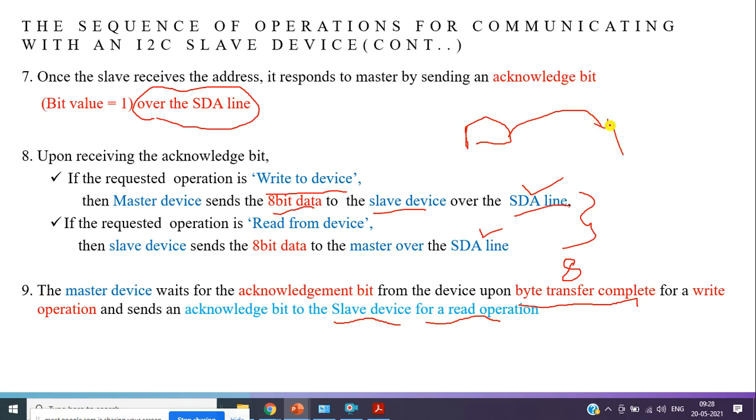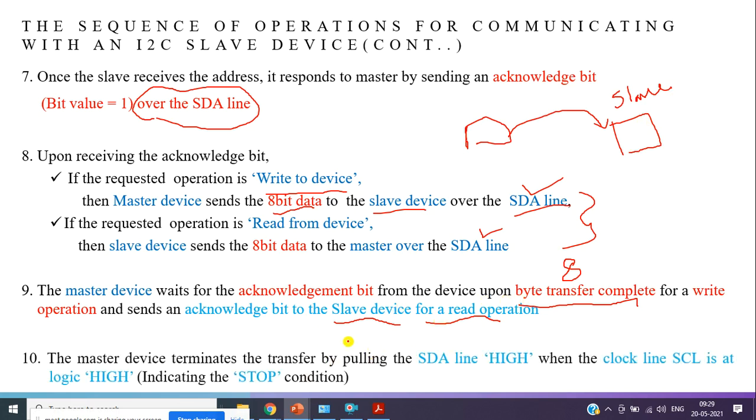First, the master writes the data to the slave, and once again the acknowledgement bit is going to be sent to the device for the slave. Now I have done my job. Now it is your job to read that particular data.